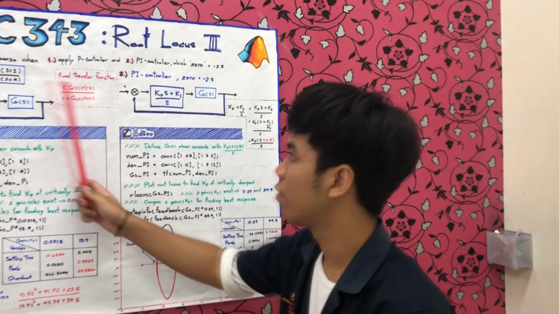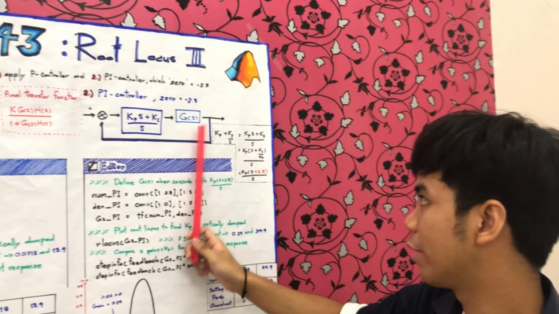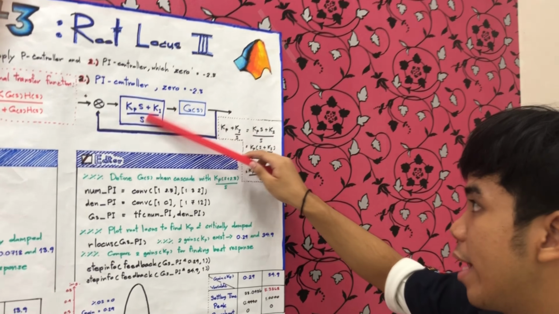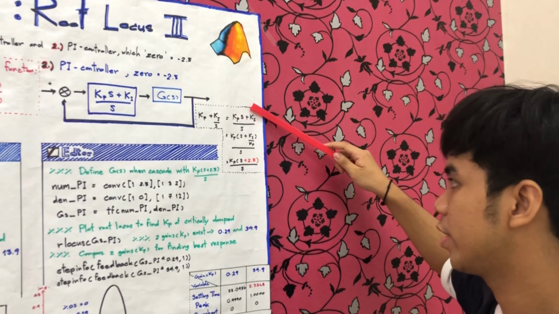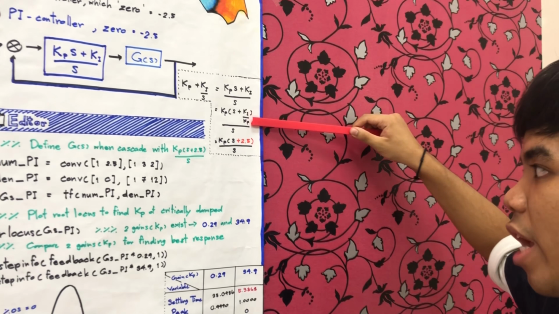For the second problem, we find the best step response when we apply the PI controller. This is a closed loop of the PI controller. The zero is minus 2.5. There is this term of KP and KI. We have to rearrange it first, and we will get this term. We know that the zero is minus 2.5, so the term KI over KP is 2.5.